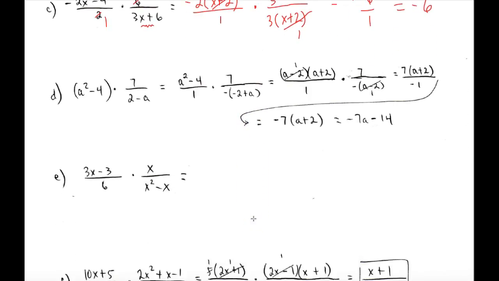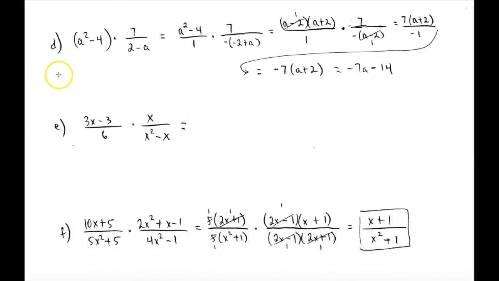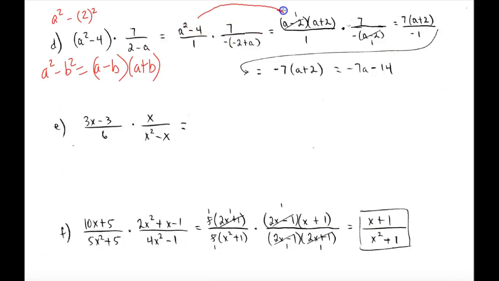Moving on to the next examples. We see that we have a squared minus 4 times 7 divided by 2 minus a. And so here we notice that a squared minus 4 is actually the difference of 2 squares. And we know that the difference of 2 squares just factors into a minus b times a plus b, where in this case our b is 2. So this is why, going from here to here, we have a minus 2 times a plus 2.